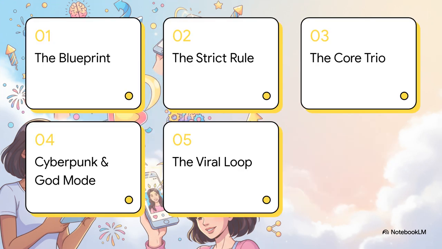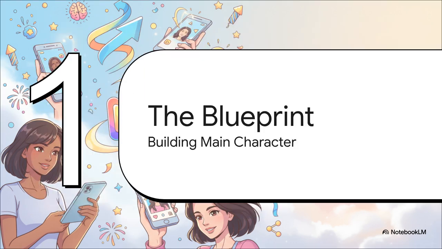Okay, let's actually slow down this rapid-fire 60-second script and break it into 5 key analytical pillars. Number 1, the blueprint. Number 2, the strict rule. Number 3, the core trio. 4, cyberpunk and God mode. And finally, number 5, the viral loop. Starting right off with Section 1, the blueprint, building the main character.